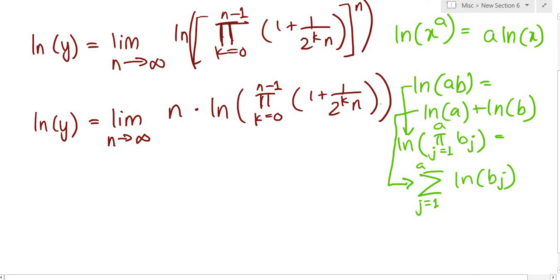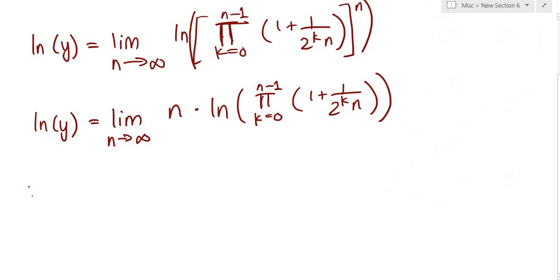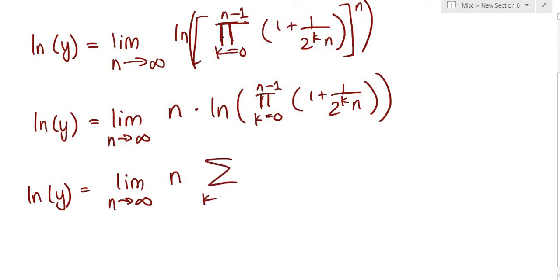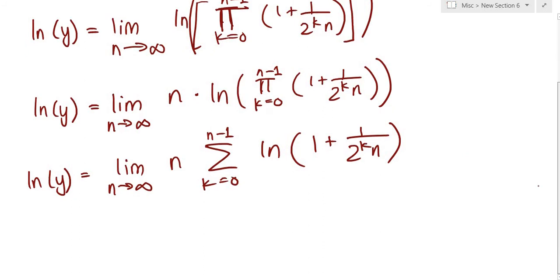So let's apply this great property now. In a way, logs are a great way of converting our products into sums. So we have the limit as n approaches infinity of n times the sum from k equals 0 to n minus 1 of the log. Now, instead of the log of the product, we can have the sum of the log of the argument. Well, it remains unchanged. So we have 1 plus 1 over 2 to the kth power times n. Well, great.